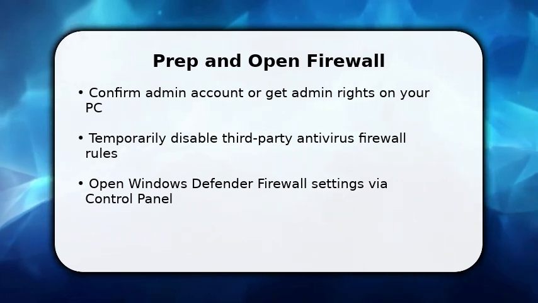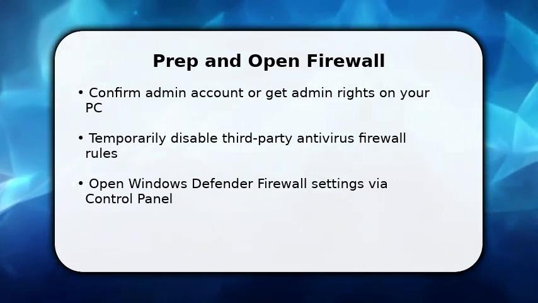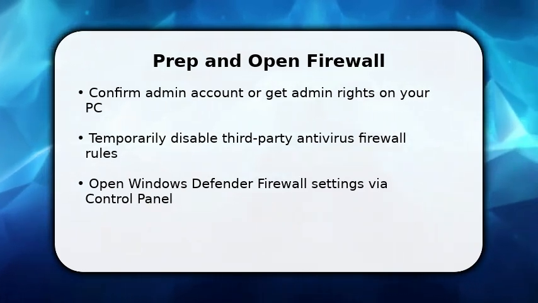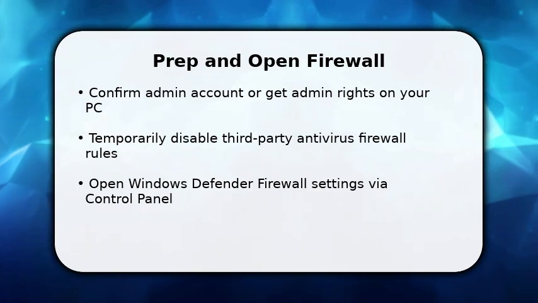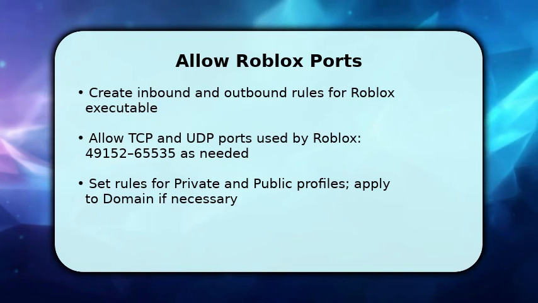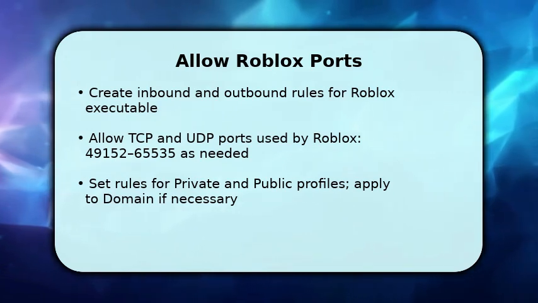Next, choose Allow an app or feature through Windows Defender Firewall and click Change Settings. This is the first actionable step that lets you add Roblox network permissions directly. Once done with basic access, you create precise firewall rules so Roblox traffic flows.